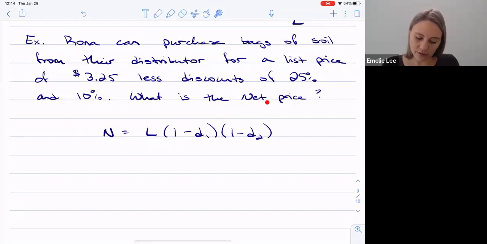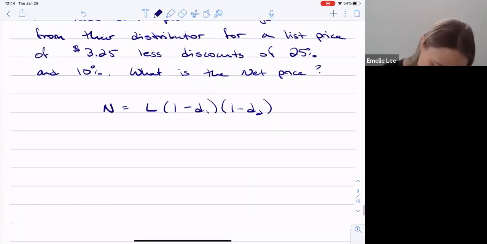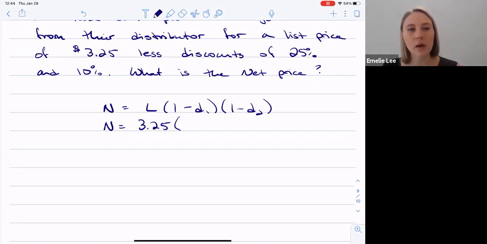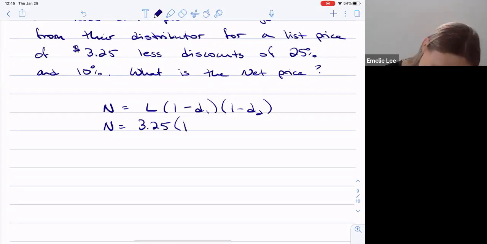So here I want to find the net price, which is just find N. So I'm going to put in my list price and each of my discounts, and then I'll be able to just solve for N. So N is the list price of $3.25. And for the discounts, it's really important that you have 1 minus 0.25 and then times 1 minus 0.1. If you did just times 0.25, it doesn't work. So times 1 minus 0.25, and then times 1 minus 0.10.